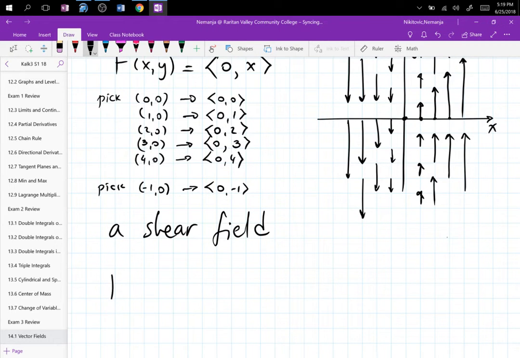Nice. How about the vector field given by 1 minus y squared, comma 0.